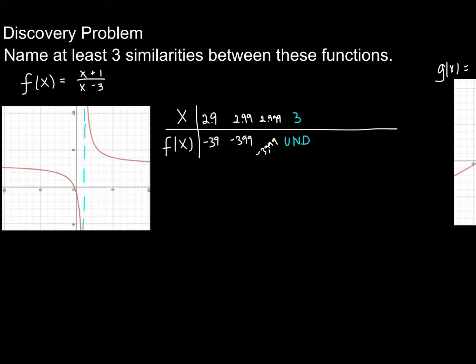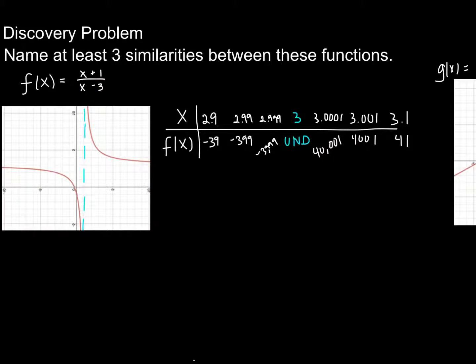All right, so now let's go from the right side. So let's start with 3.1. Try that out. You'll end up with a value of 41. Let's get even closer, and let's try 3.001. You'll end up with 4,001. All right, let's go even closer, and let's try 3.0001. You're going to end up with 40,001.